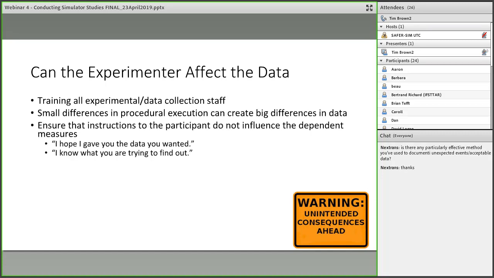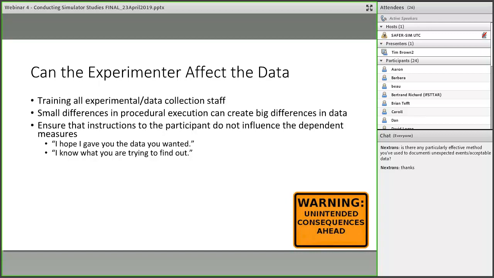Some other things to keep in mind are what we hear back from the participant. "I hope I gave you the data you wanted." "I know what you're trying to find out." Those are two phrases I've heard personally when I've been collecting data, and they both scare me, because I don't want the participants to give me the data they think I want. I want them to respond to the situation as they normally would, so I can understand how they respond.